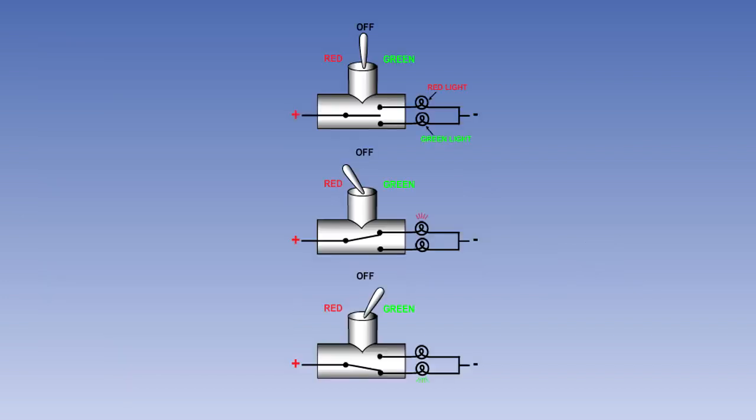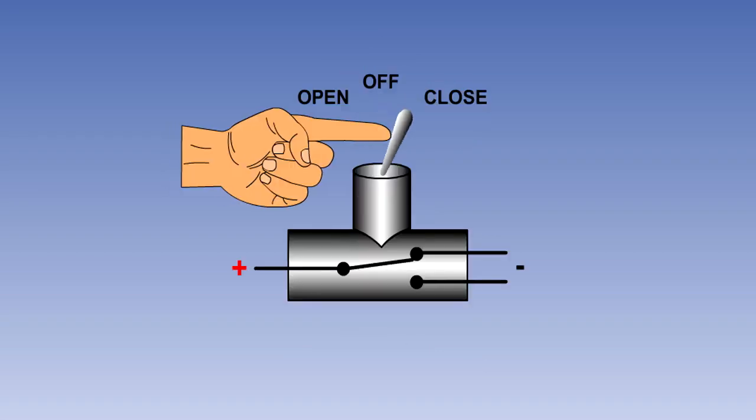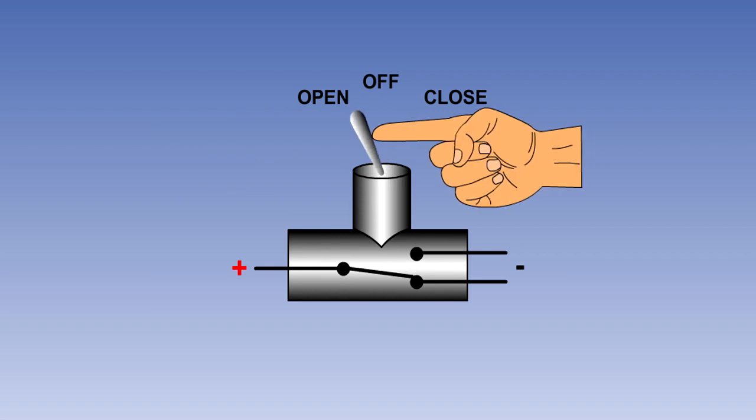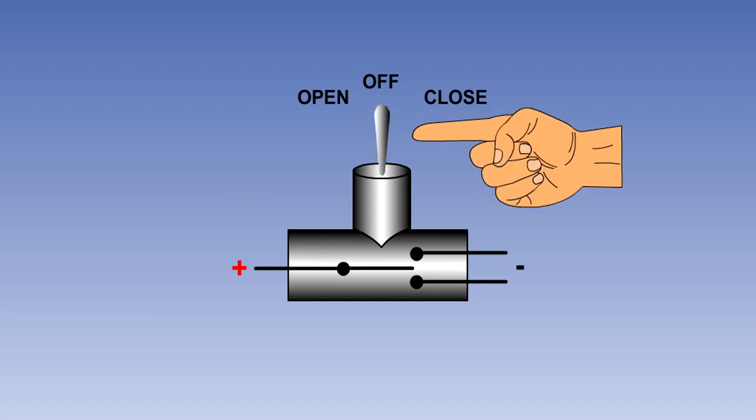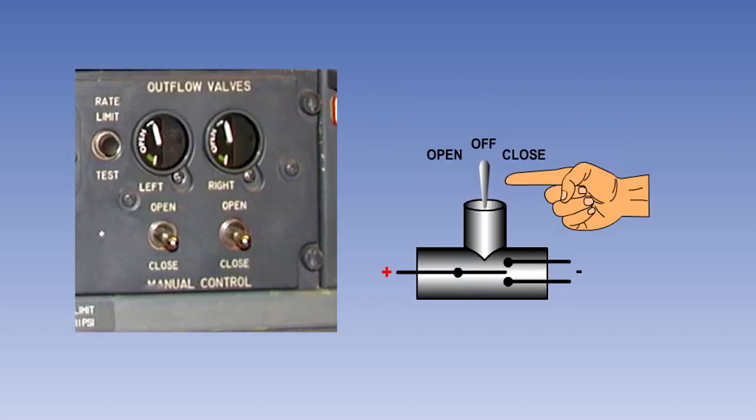Toggle switches, depending on type, can remain in the last selected position, as all the light switches we have seen so far do, or they can be fitted with springs, so that when the operator's finger is removed, the switch moves back to the off position. These Boeing 747 pressurization outflow valve control switches are typical examples of sprung switches which return to off when released.